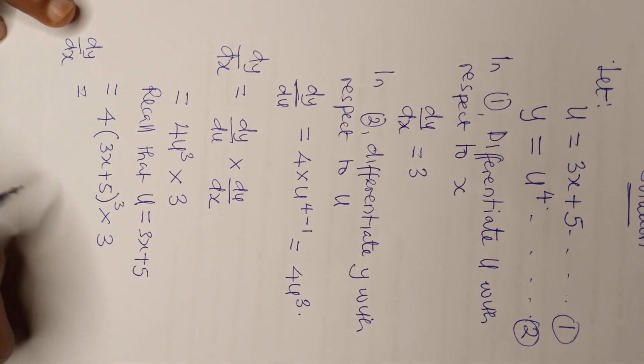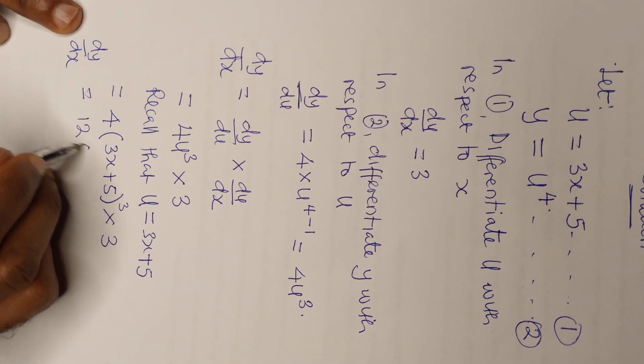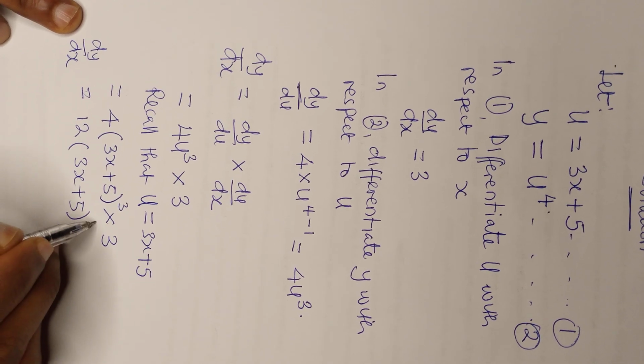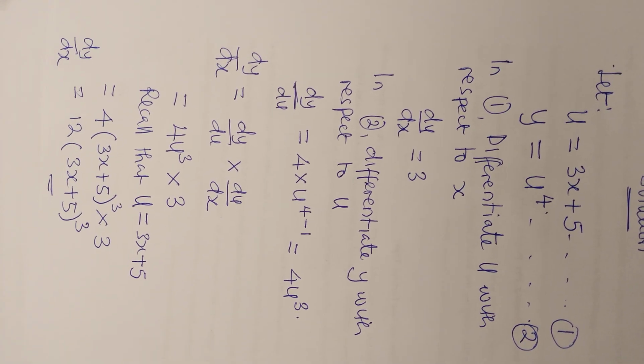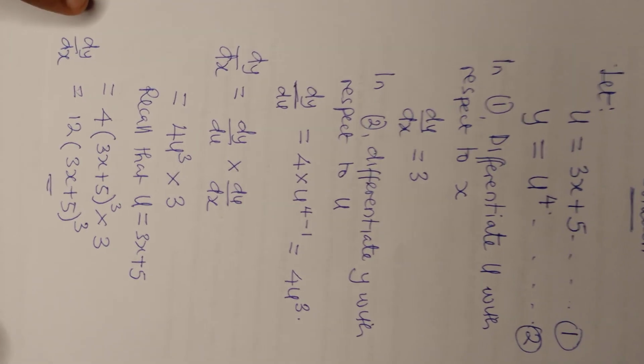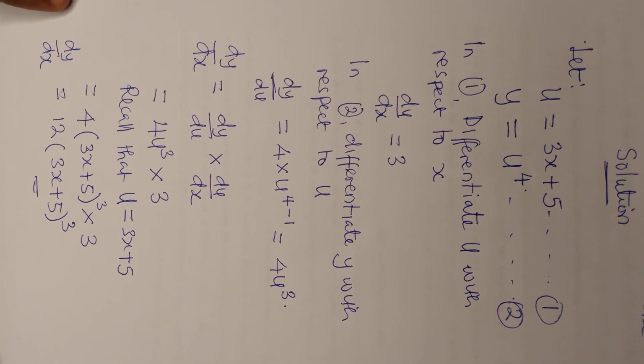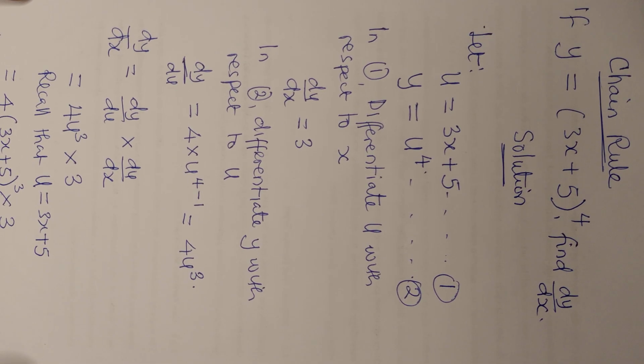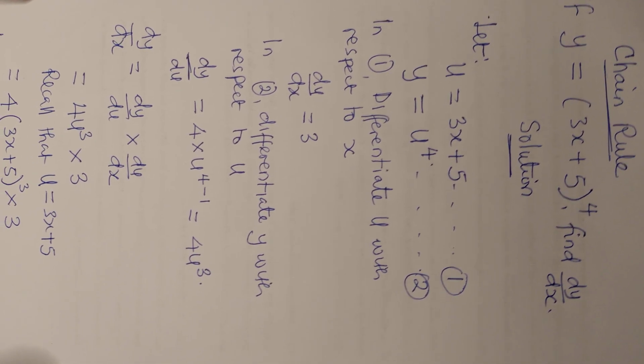And so we can say 3 times this from outside, so that we have dy over dx equal to 12 into (3x + 5) raised to the power 3. So that would be the answer to this question using the chain rule. Thank you.